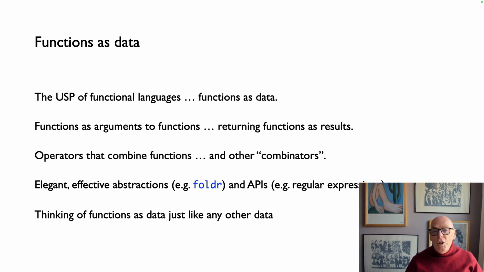What I want to do is show you the mechanics of this, some of the built-in operators, and how we return functions as results using lambdas, but also using partial application. And I also want to show some examples of putting this into practice. So abstractions that use functions in an essential way, and APIs that do the same.